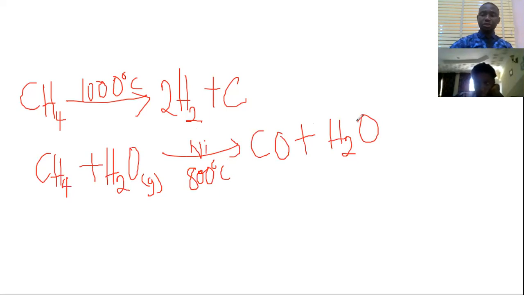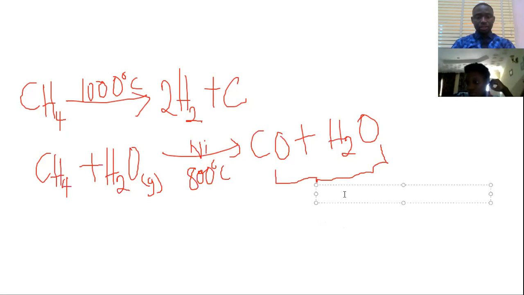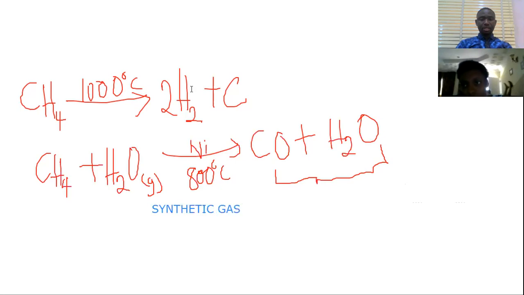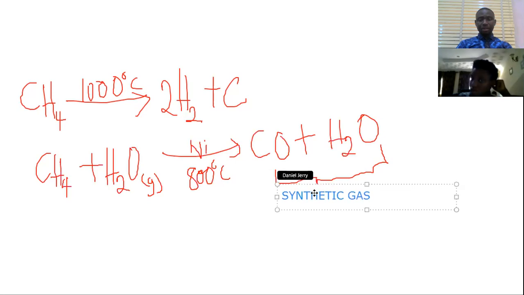Now, CO plus H2 being formed, have you noticed that when you did carbon and its compound, what is this combination called? In carbon and its compound, this is called synthetic gas. That gas, the combination of these things, is called synthetic gas. All right? That's when you did carbon and its compound. We did something similar to that, that these things are called synthetic gas.